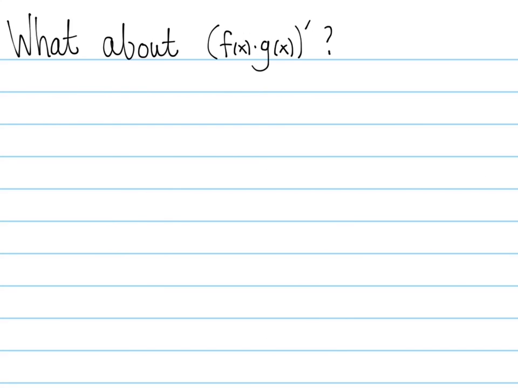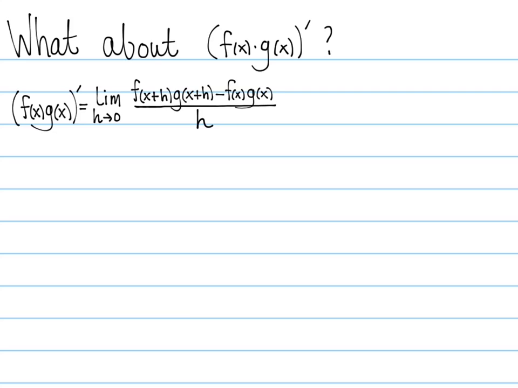Okay, so that's neat, but let's talk about two of the most important derivative rules that we haven't gotten to yet. Here we're going to talk about what happens if you take the derivative of the product of two functions. So f and g are functions, and we're taking the derivative of the product, (f(x)g(x))'. Well, the definition is the limit as h goes to 0 of (f(x+h)g(x+h) - f(x)g(x))/h.